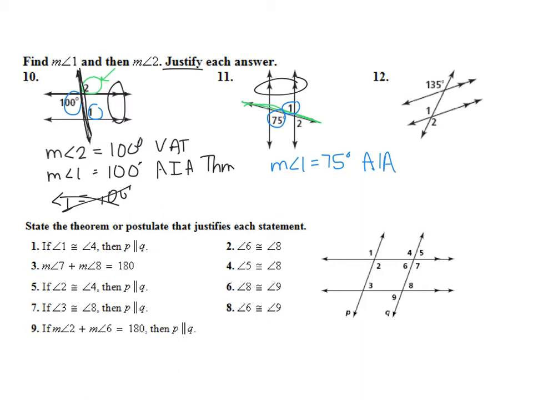And then I also have angle 1 and angle 2. So this means that the measure of angle 2 has to be 75 degrees as well by the vertical angle theorem.